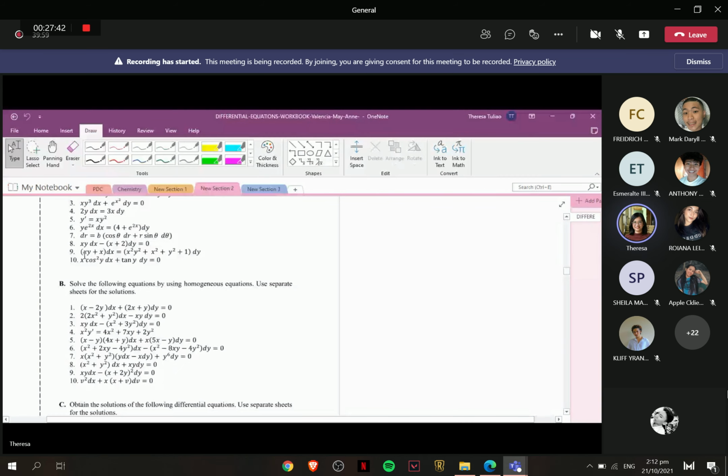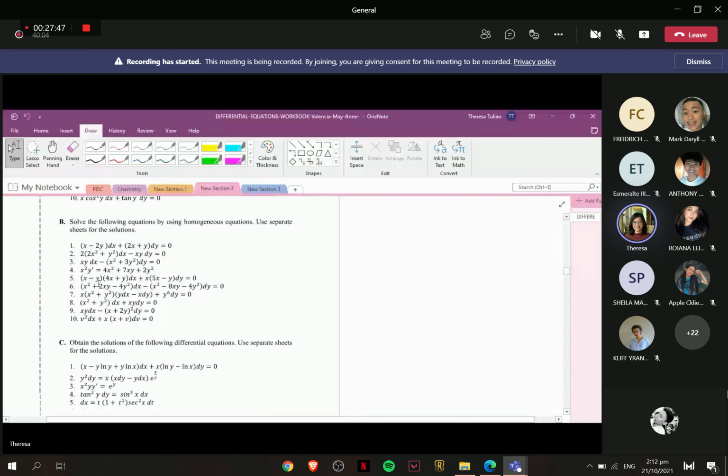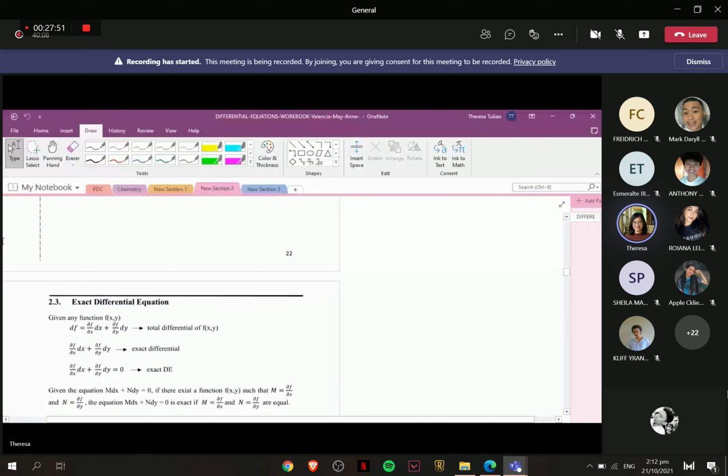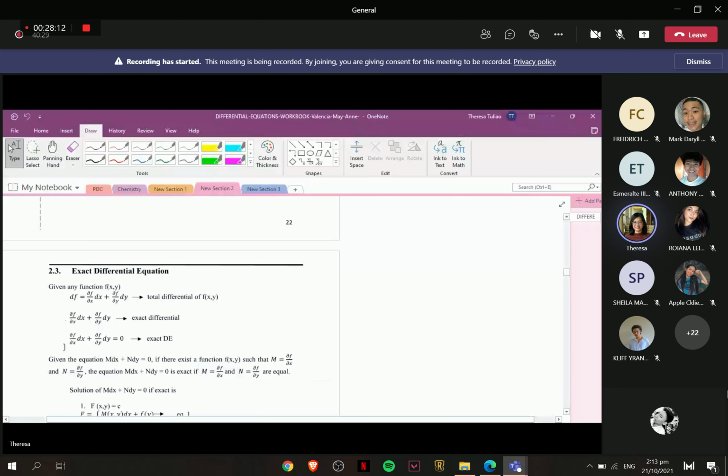Okay. So, another solution is for an exact differential equation. We have here the form of a total differential of the function xy. We have here an exact differential and an exact differential equation. So, you can see the difference between the three. But how are we going to know if the differential equation that is given is exact or not, no?